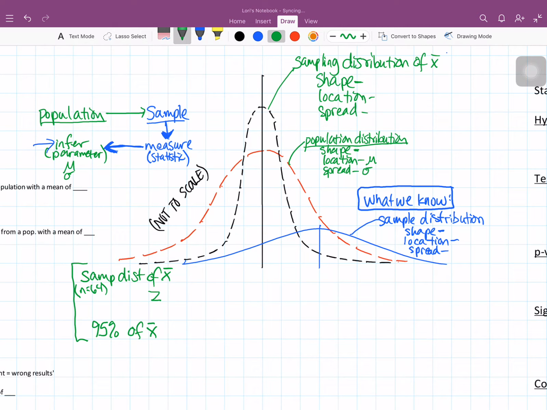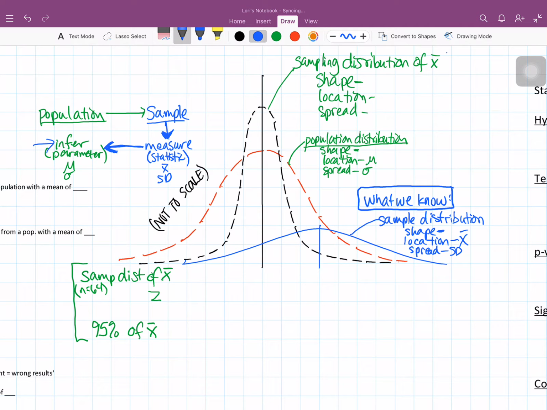For the sample that we did take, the shape of our sample mimics that of the population, given that it's large enough. The location is x bar, and I'll put that here, and the spread is the standard deviation. And so we know a few things about the sample distribution and the population distribution and how those are related. Here, I'll put standard deviation over here too.